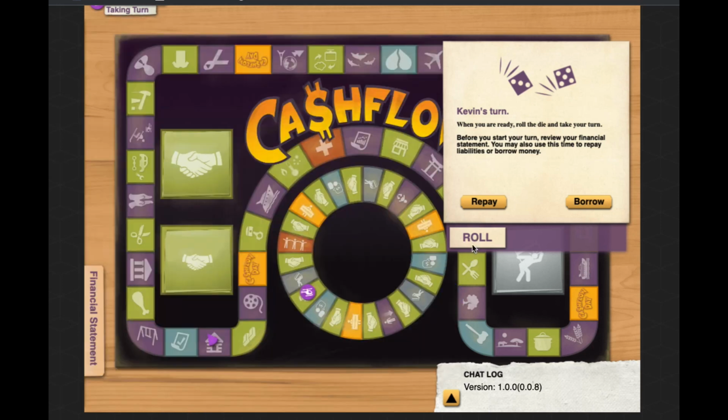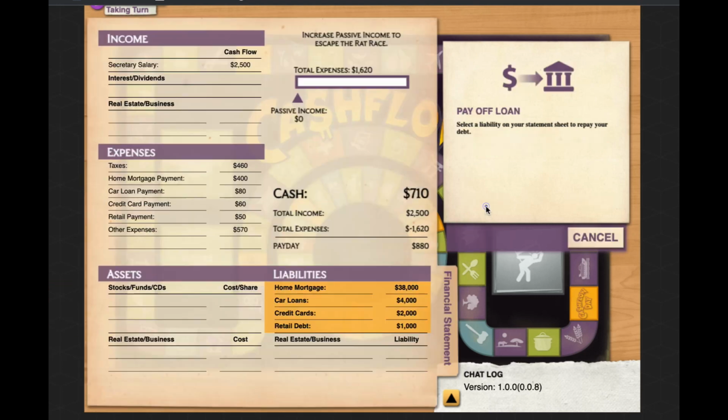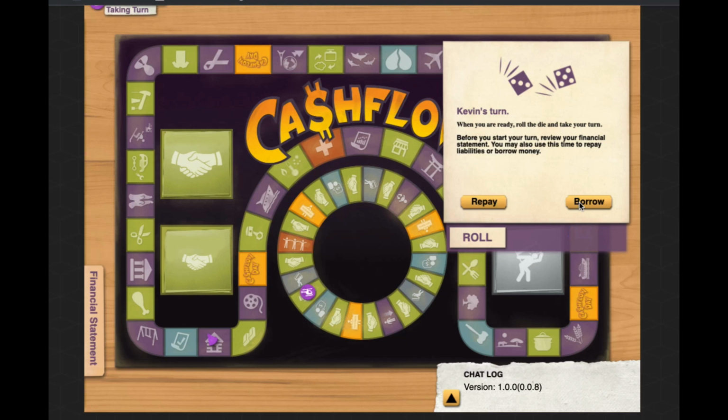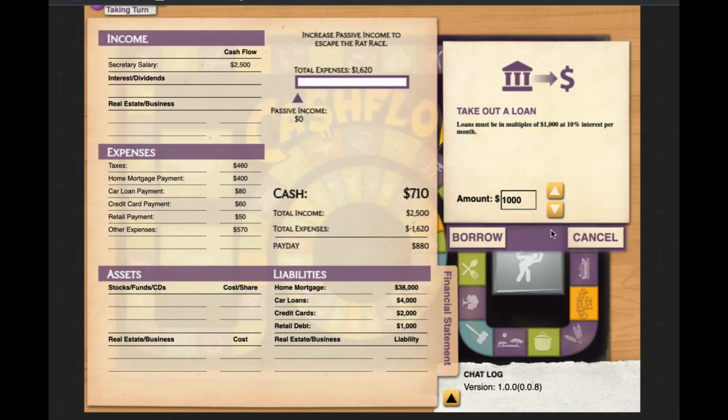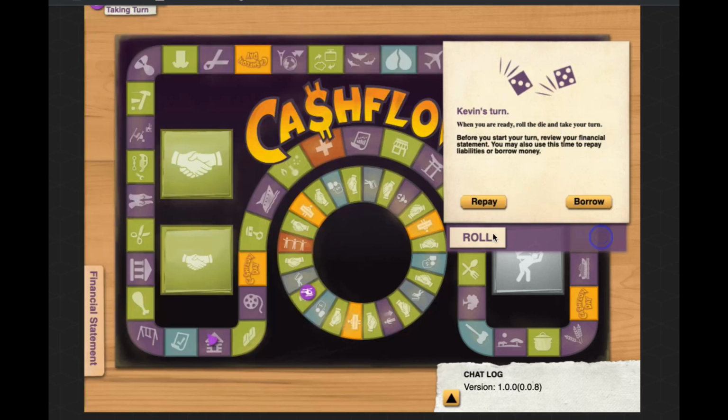Let's get started. If I wanted to repay those loans, I could actually go here. I don't have enough to start paying these. You would just click on it and it would give you the option. All right, so if I want to borrow money, go here, and I could borrow up to whatever I need. Okay, let's roll.